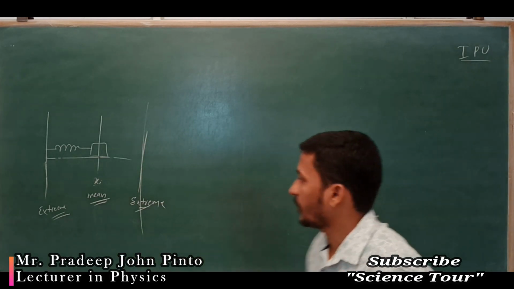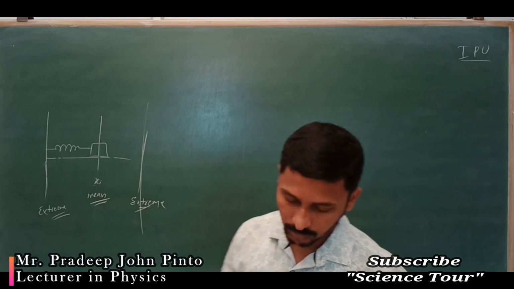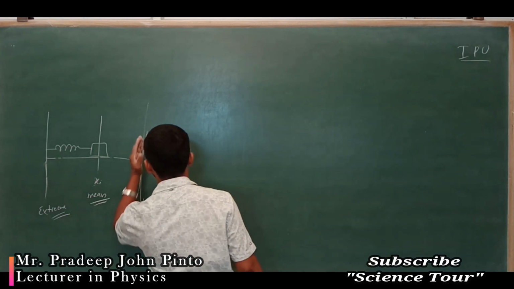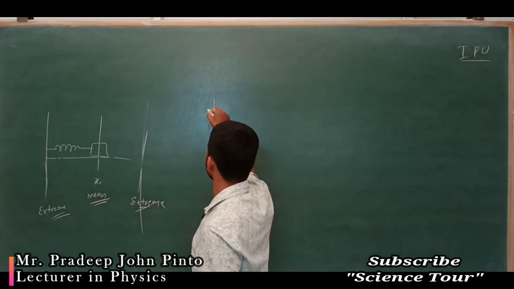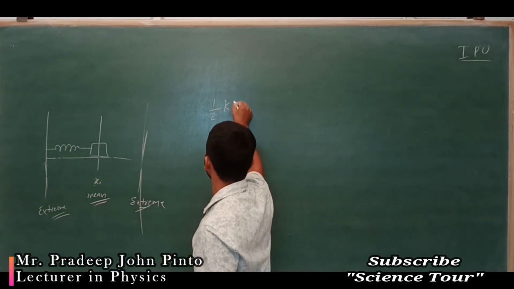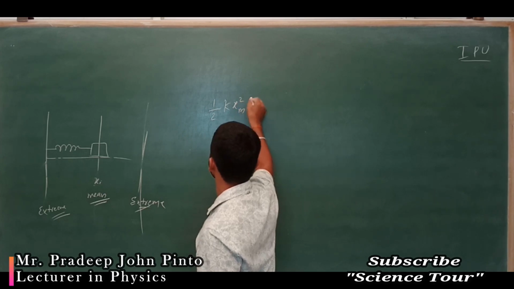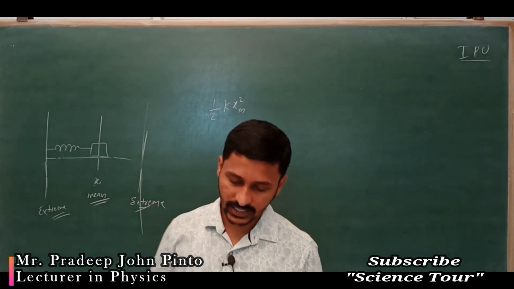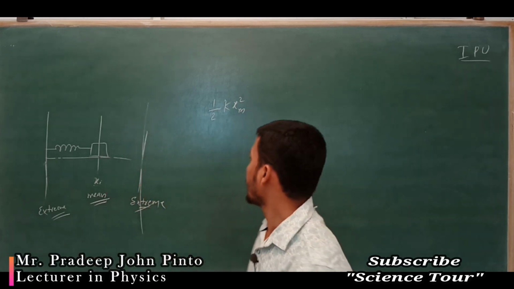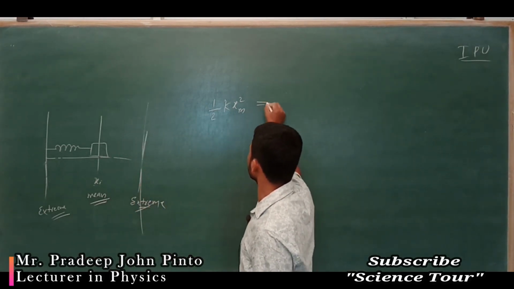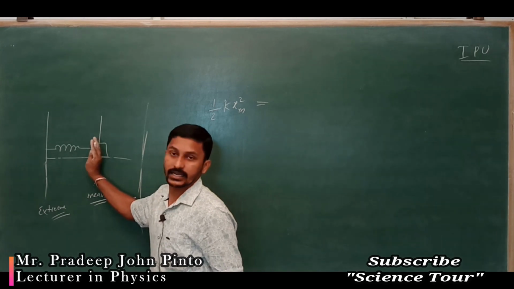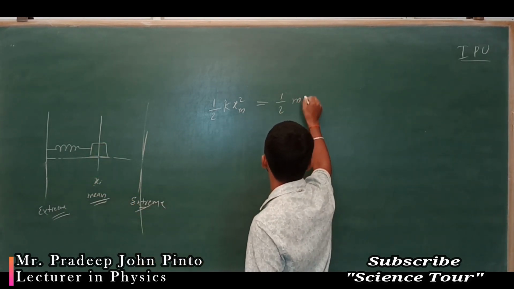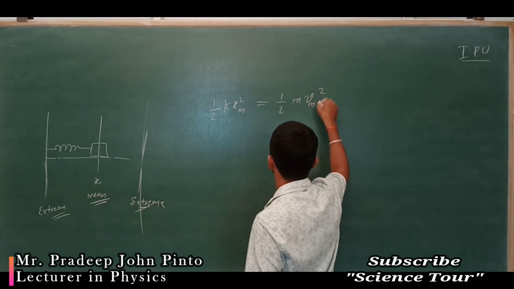Right now, what is the expression for the potential energy at the extreme position? That is nothing but half k x m square, maximum. That is the potential energy I can write down. And what is the maximum kinetic energy? What is the maximum kinetic energy at the mean position? That is nothing but half m v m square, maximum.